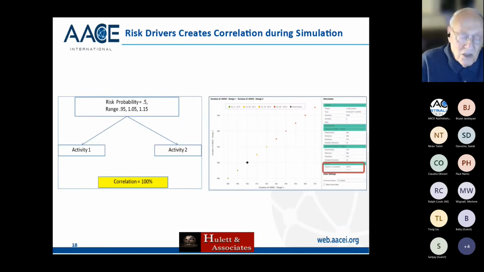Okay, now I said there's correlation. And I said in level 3, you have to estimate correlation, and we are really bad at that. I mean, there are no really good data that will show you how much correlation there is between two different activity durations. But here I'm going to show how you can develop correlation using risk drivers so that you don't have to worry about guessing at what the correlation is anymore. You're going to develop it by having one risk, you see it there on the left, affecting activity 1 and activity 2, and nothing else happens.